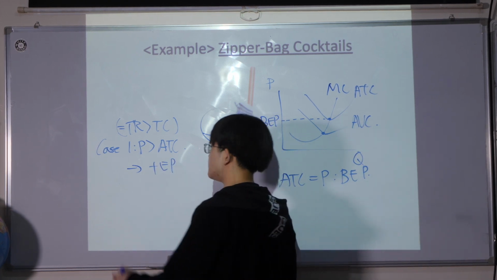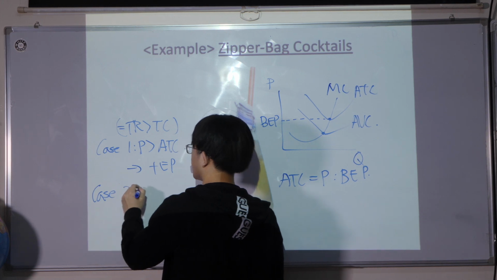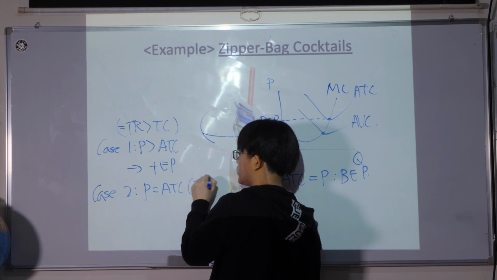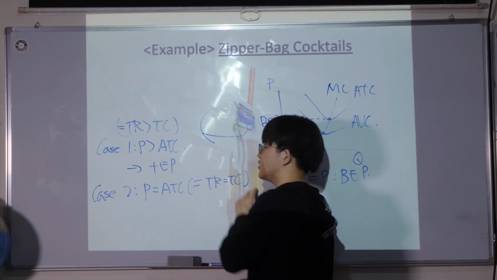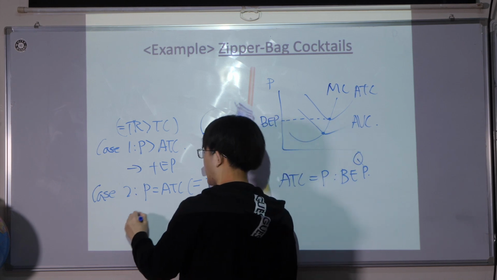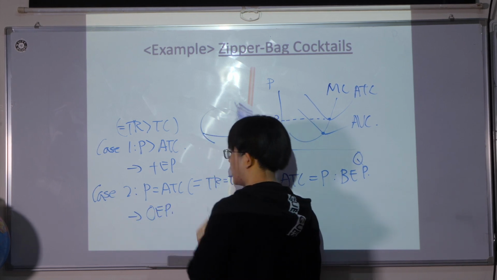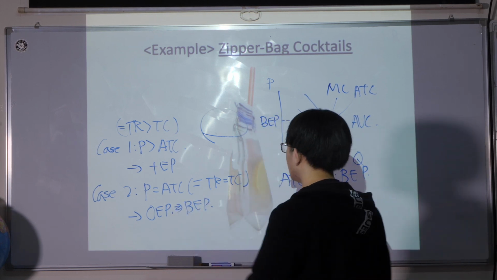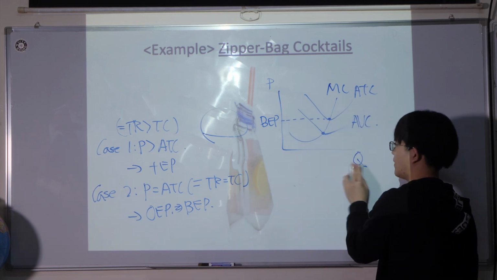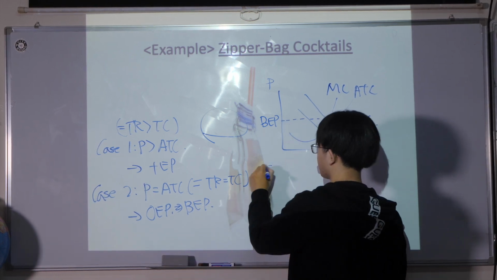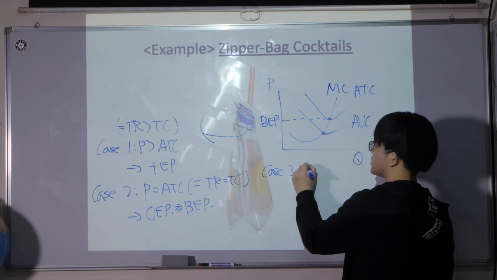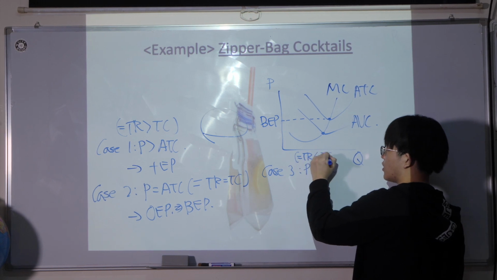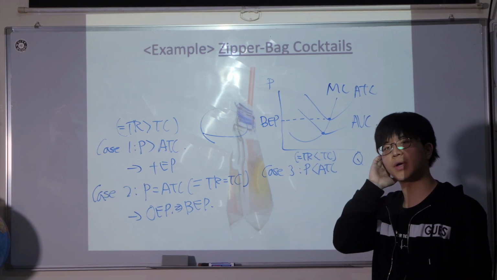Case 2: when TR equals TC, where price is equal to ATC. In this case, we have zero economic profit, and this is also a break-even price. And we have another case, case 3: price is less than ATC, or total revenue is less than total cost. Now we make an economic loss, right?